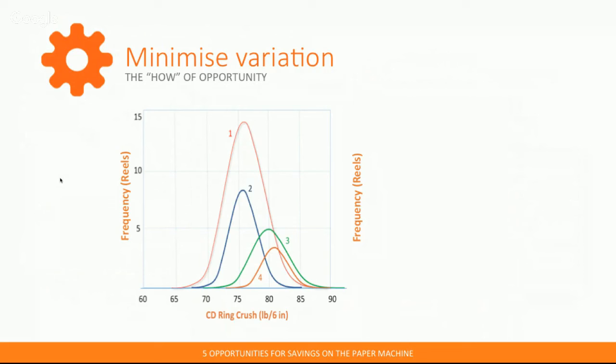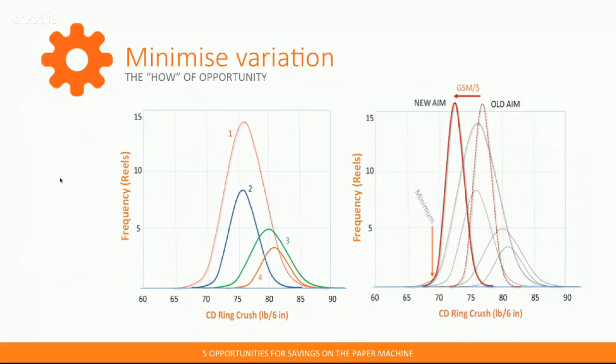And you can see, and this is a distribution frequency of reels vertically, that the mean and the distribution, the variation if you like, in this case of seed ring crush, changes a lot. And this is the variation that we want to try and minimize. And where we get an advantage is if we can do this.